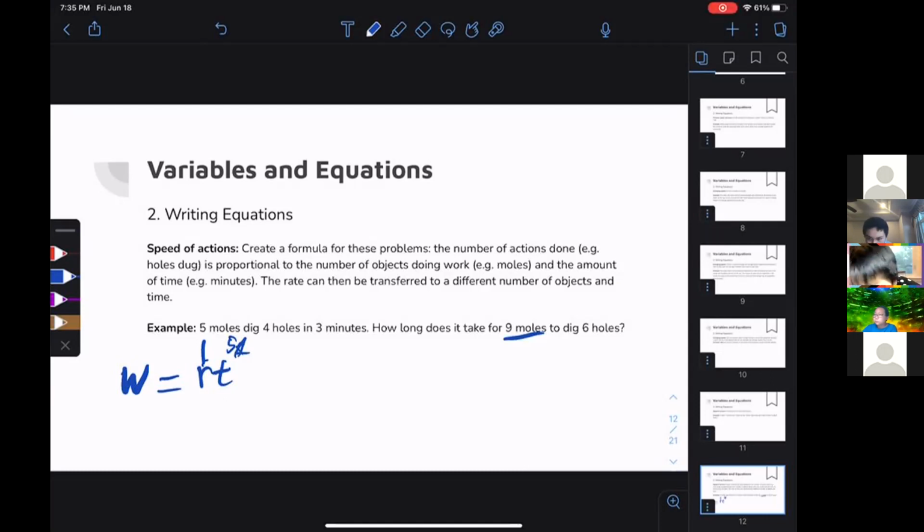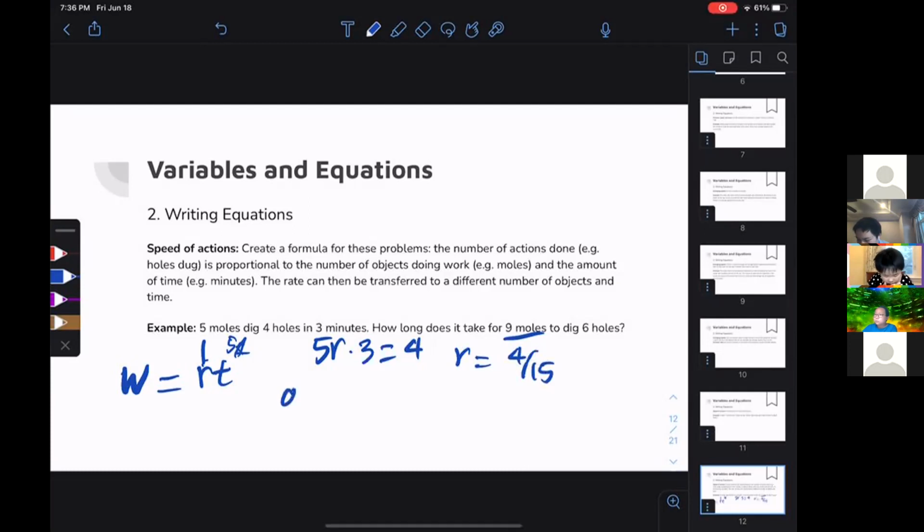And so for this, if you don't see the answer straight away with all the multiplying of the ratios, you can just say R is the rate of 1 mole. There are 5 moles, so it's 5R, and then times 3 minutes is equal to 4 holes. Sorry, it's a bit messy. And then you want to see how long it takes for 9 moles to dig 4 holes. So first of all, we have R is equal to 4/15 for 1 mole.